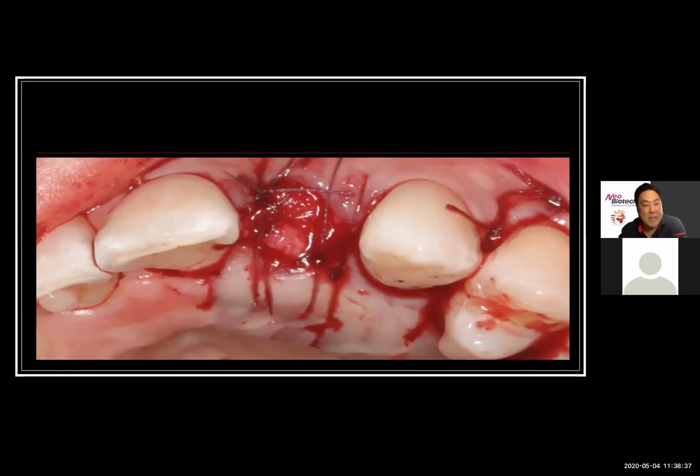Now in this case, I wasn't looking to get complete primary closure, and I wasn't too concerned because I had this connective tissue pedicle that's going to be closing the wound there. So I did this so that we can try and improve upon the biotype for this case.